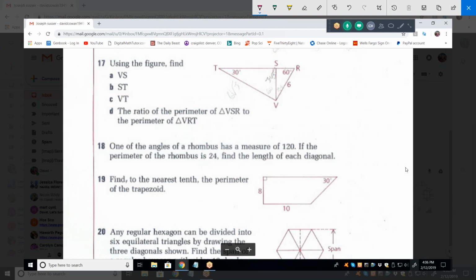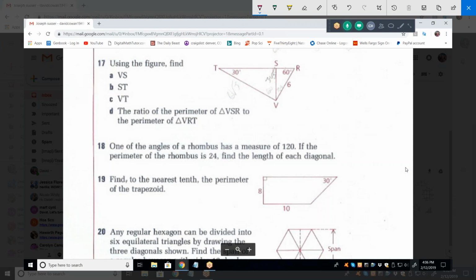Okay. One of the angles of a rhombus has a measure of 120 degrees. If the perimeter, you haven't learned about radians yet, have you? No. Okay. We don't have to do this problem. We don't have to do 18? Yeah. Okay. What's the next thing we need to do? 19. Fine. And then 21. And then 21? Yeah. Okay.